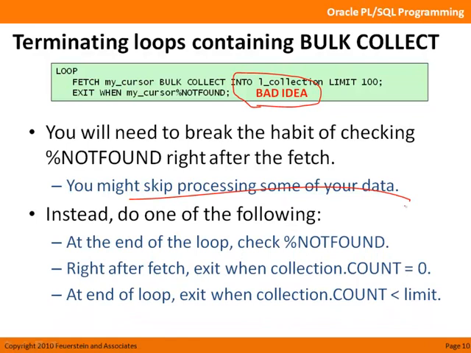The bottom line, for example, is that if I have 107 rows, well, then I'll fetch 100 rows. I'll process those 100 rows because %NOTFOUND is not true. And then I'll go and fetch the next 7 rows, and %NOTFOUND will be true, and I'll exit and stop processing before I'm done with all of my data.